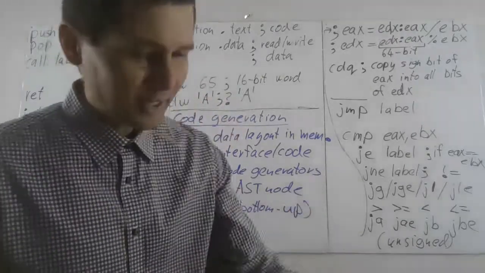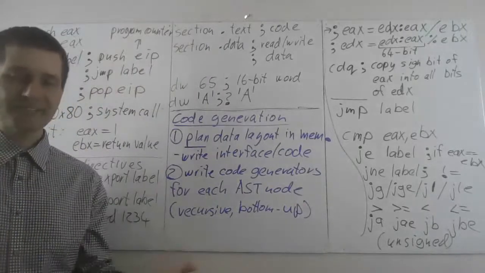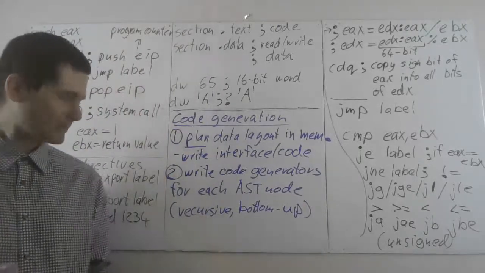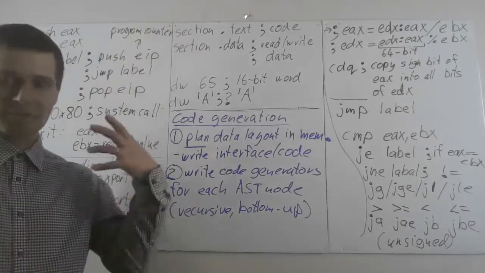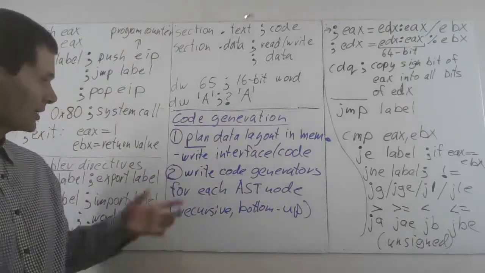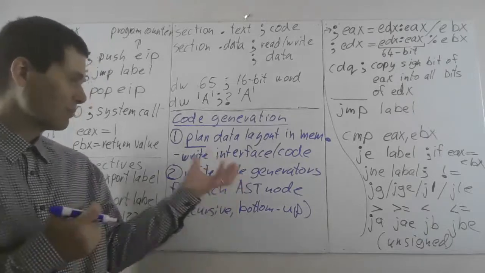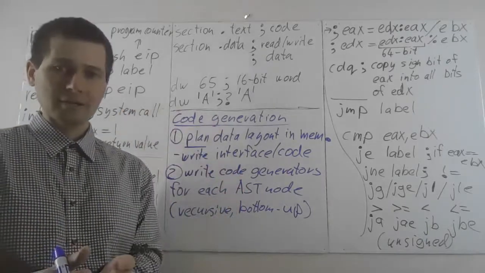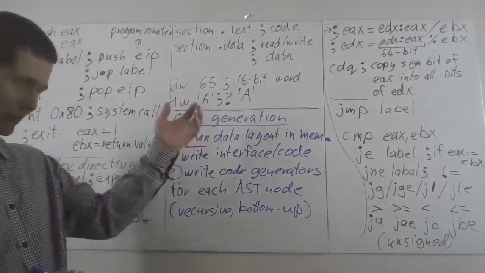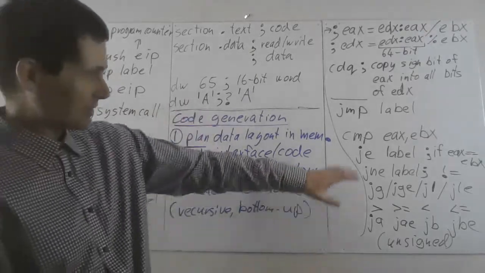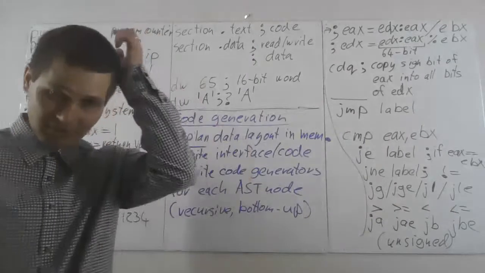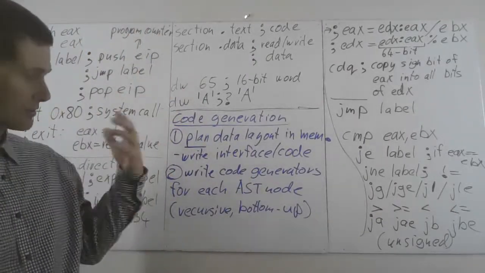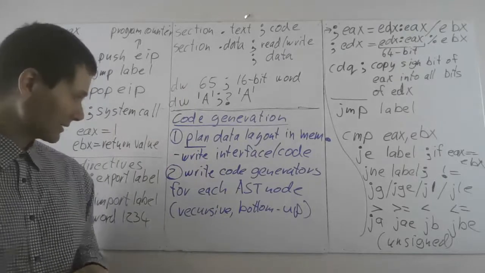Okay, so the idea is you go through your AST, and for each kind of AST node, right, so you have all your different kinds of expressions and your if statements and your while loops and so on. So for each AST node, you implement a function that generates code for that AST node, right? So, your if statement AST node is going to do some of these conditional jumps. And for your arithmetic, it's going to do those add and subtract instructions.